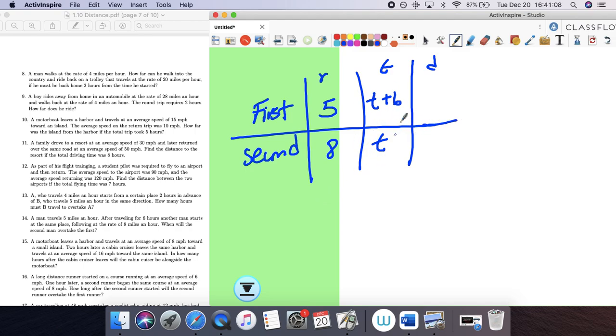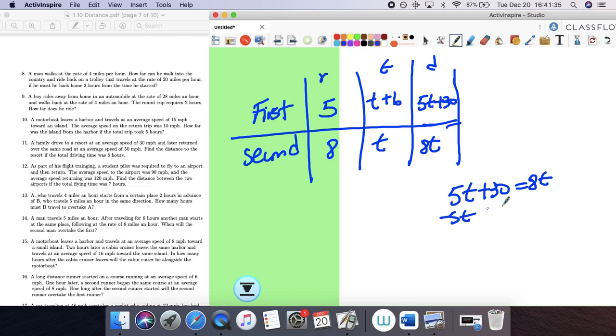Okay, so that's a setup. That's the example I used in class. So this is 5t plus 30, and this is 8t. What do I know about their distances once the second man catches the first? The distance they travel is going to be the same. So 5t plus 30 equals 8t. Let's get rid of the t because there's t on both sides. That goes away, and left is 30 equals 3t. Divide both sides by 3, and t equals 10.